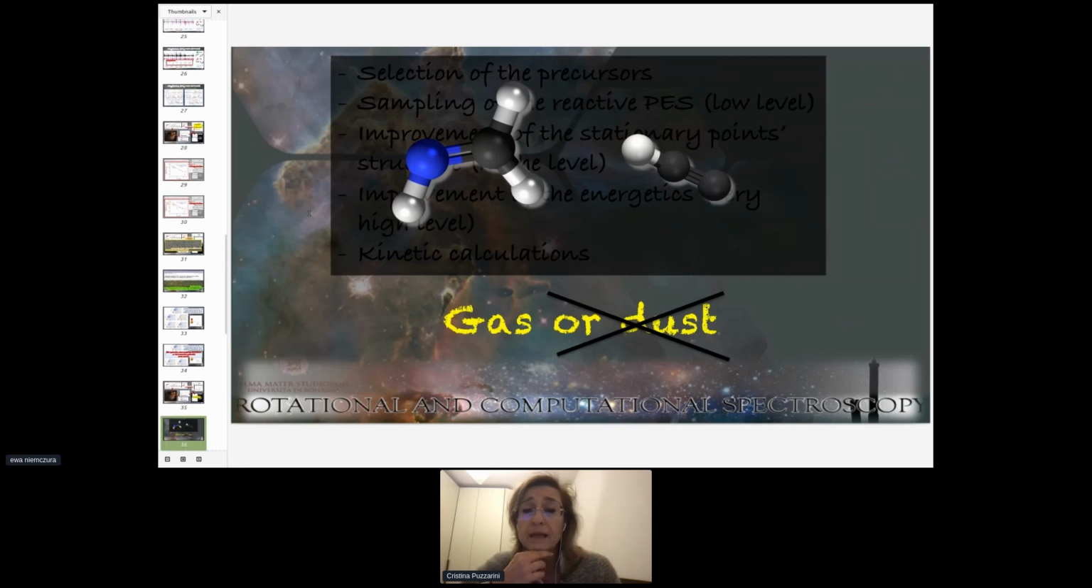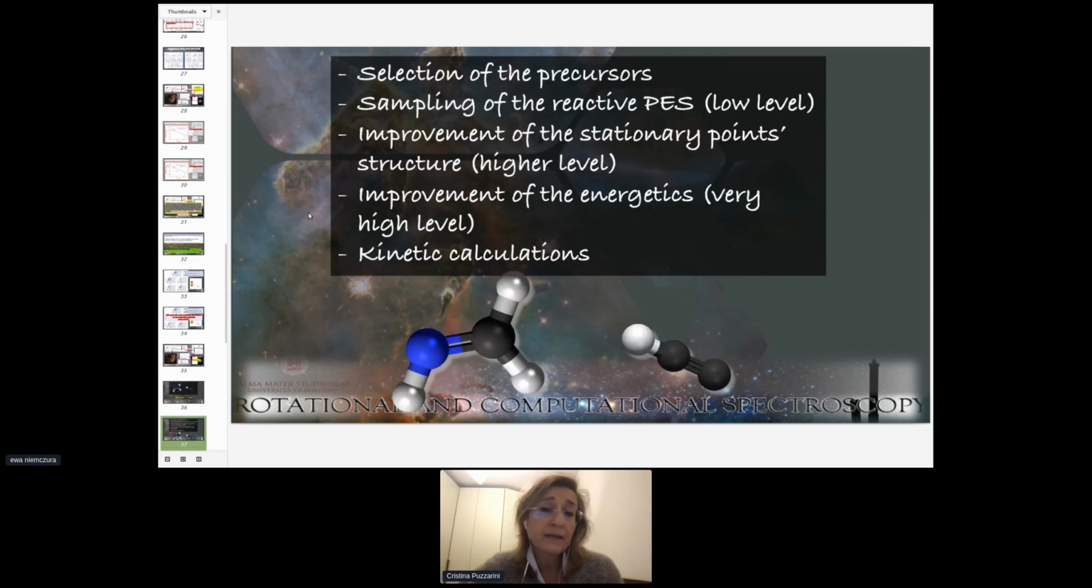And so the starting point is, of course, to decide the environment. We have essentially two possibilities. The reaction can occur in the gas phase or on the dust grain. We have so far no know-how about the reactivity on grain, so we carry out only simulations of the gas phase. And so here is the recipe.